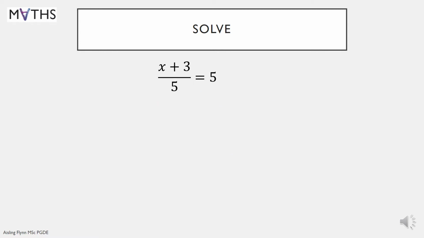Now, this next question appears to have a fraction. Okay, and let's recall what fractions are. Well, they are divisions. So in this case, if we look at the left-hand side, whatever x plus 3 is, it has been divided by 5. So we're going to start by counteracting that, doing the opposite to divide by 5. We're going to multiply by 5, and you'll see why in a moment.